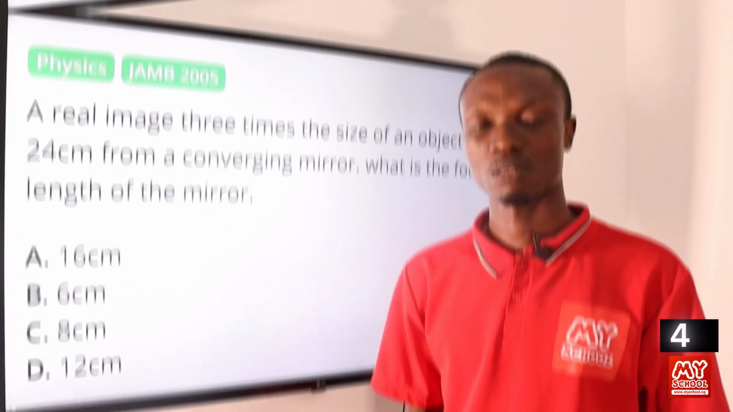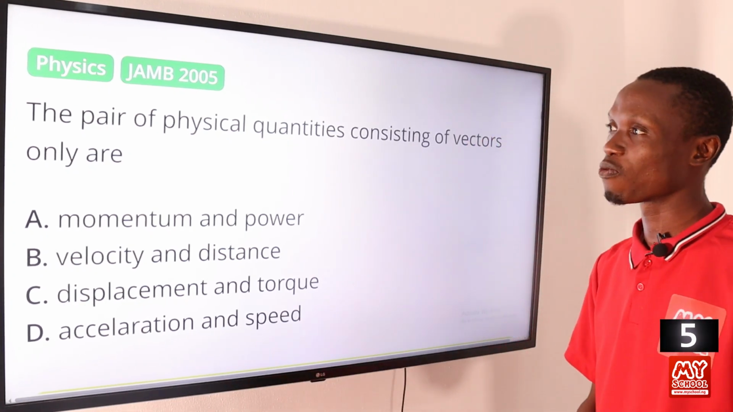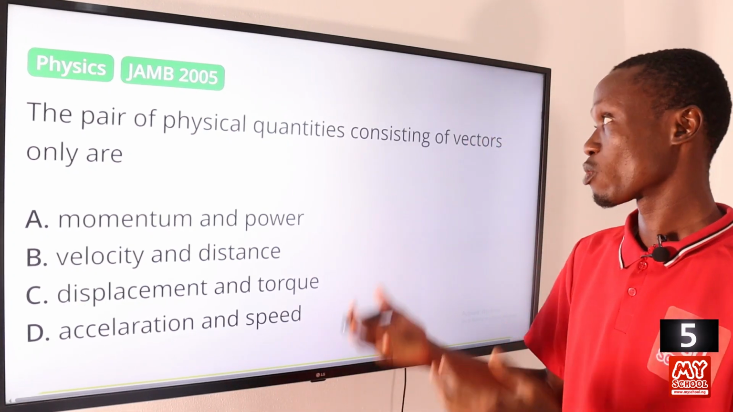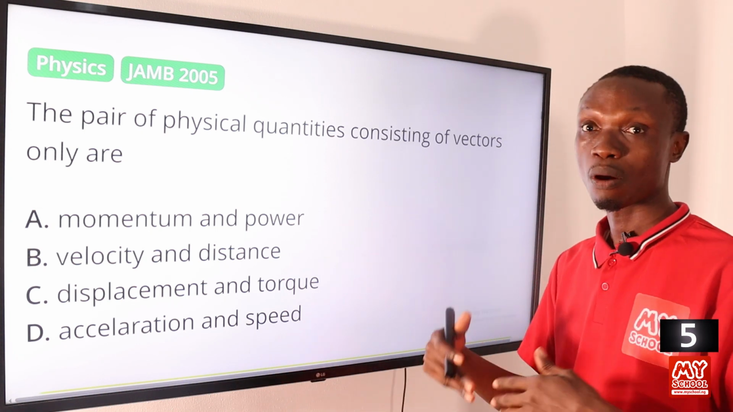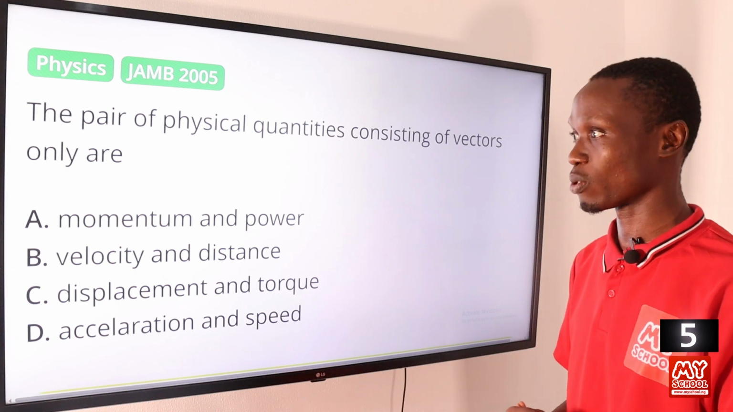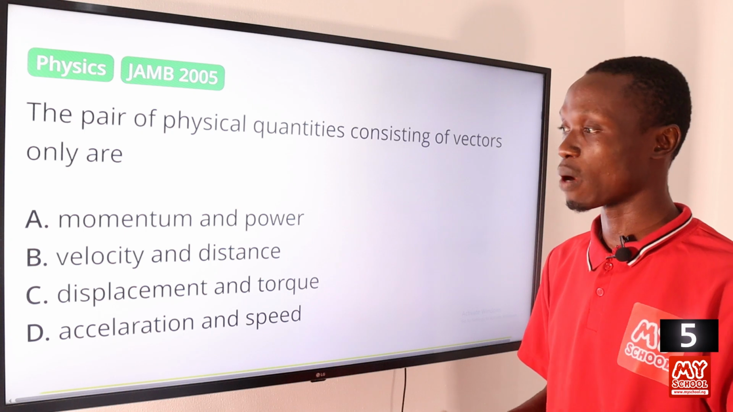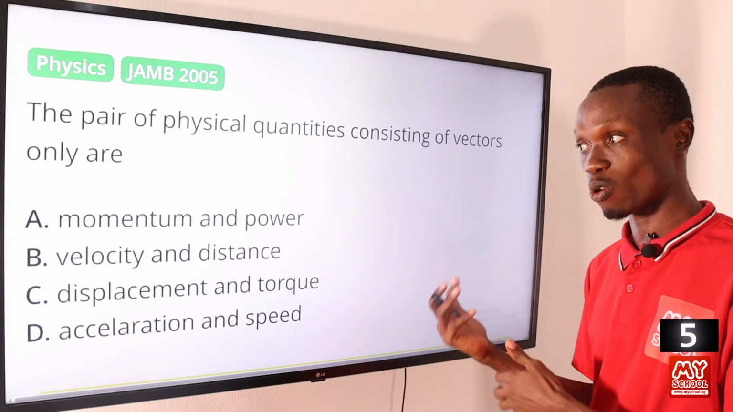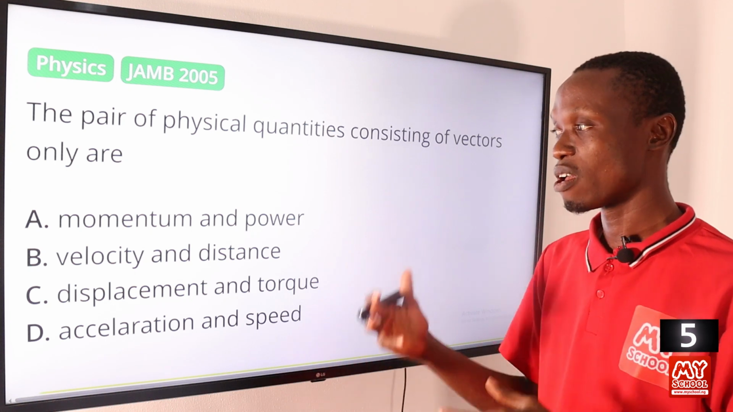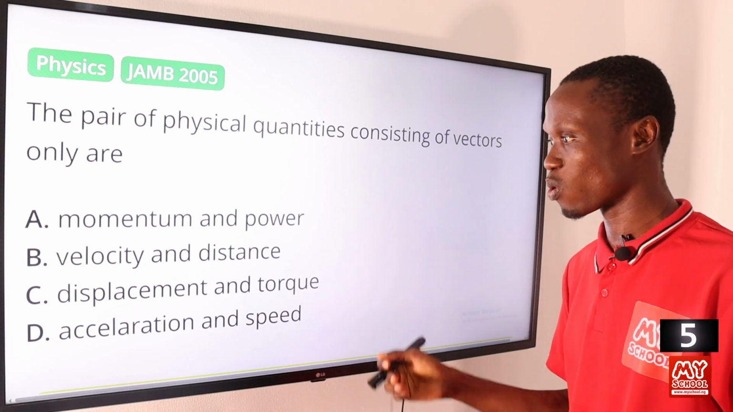6 centimeters. Question 5. The pair of physical quantities consisting of vectors only are. So remember that vectors are quantities that have both magnitude and direction. Okay, so let's go through the options. For option A, we have momentum and power. So momentum is a vector quantity, but power is not a vector quantity. Option B, velocity is a vector quantity, but distance is not a vector quantity.